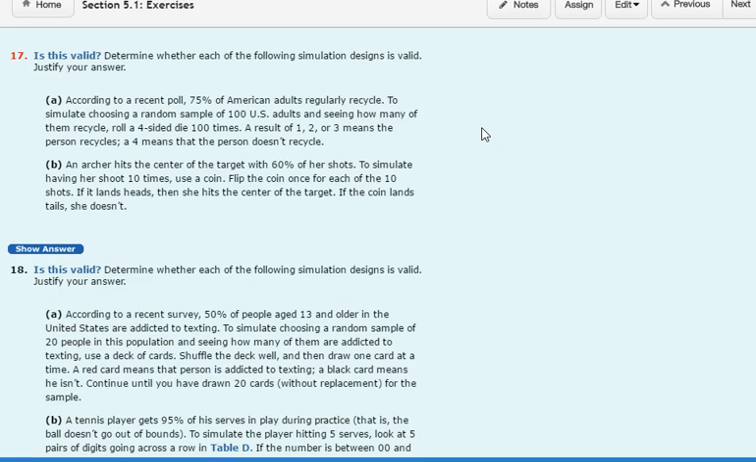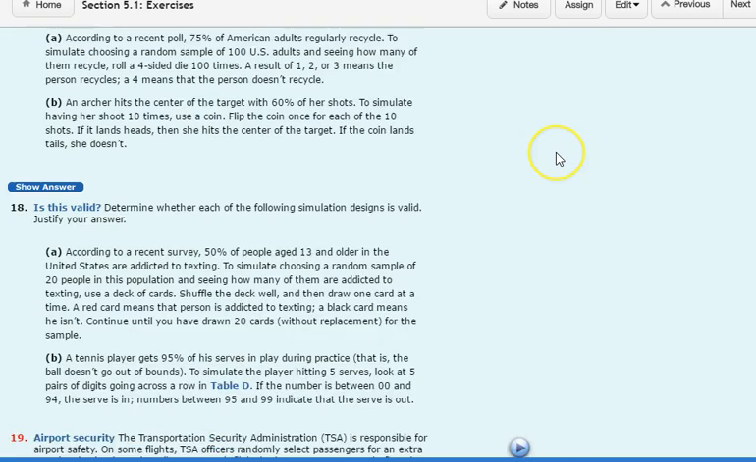B, an archer hits the center of a target with 60% of her shots. To simulate having her shoot 10 times, use a coin. Flip the coin once for each of the 10 shots. If it lands heads, then she hits the center of the target. If the coin lands tails, she doesn't. Well, flipping the coin 10 times for the 10 random events is not a bad idea, but that will only give you a 50% chance of hitting the target, not a 60% chance. So that is not the correct assignment of probabilities. You would need to have something that could give you a 60-40 rather than a 50-50 chance.